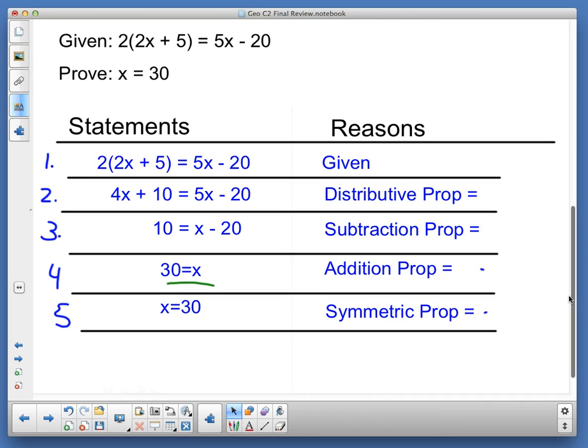Are there any questions about how I went about this? Now, in the next screen, we will be looking at a proof of vertical angles. Okay, vertical angles are congruent, but here's the thing. When we do a proof on a property, we cannot use that property in the proof.